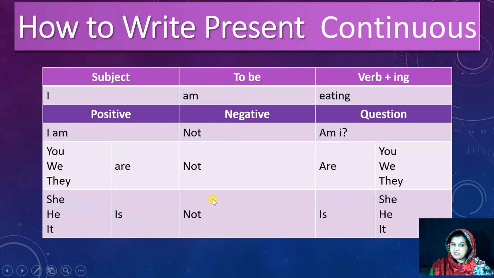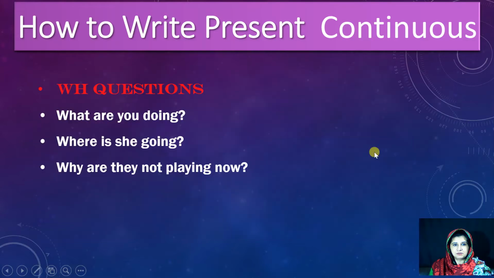Now let's make the negative sentences. With negative sentences, we use not after the helping verb. So how do we make it? I am not eating. You are not eating. She is not eating. Right? So let's move towards the question statement. In a question statement, first of all, we give the helping verb. And how do we make it? Am I eating? Are you eating? Is she eating? Right? So this is how we make the question statement.